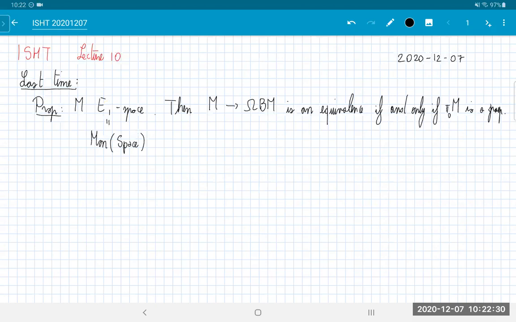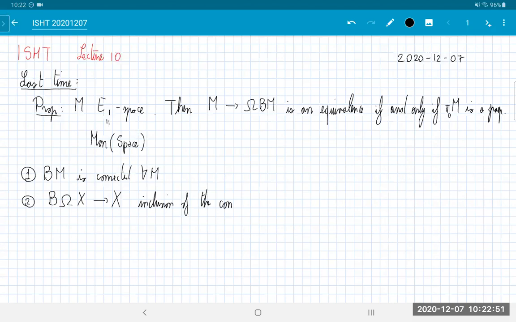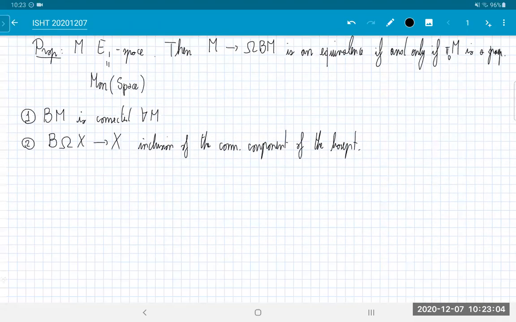And there are two missing pieces of the recognition theorem. Remember, there are two facts. The first is that BM is connected for every M. And the second, related to this, that B omega X is the inclusion of the connected component of the base point. So both of these are easy now. Let me say the first one. BM is connected.